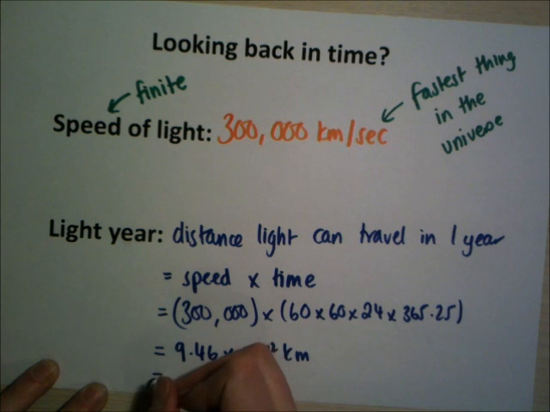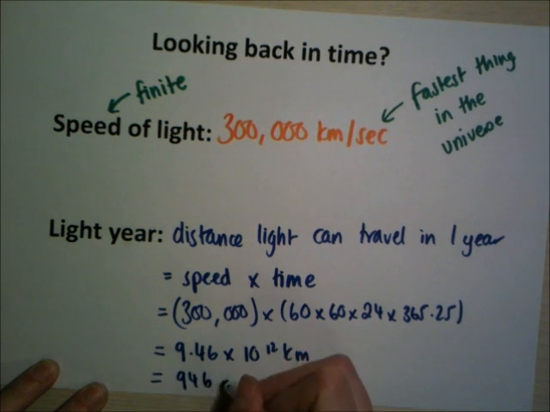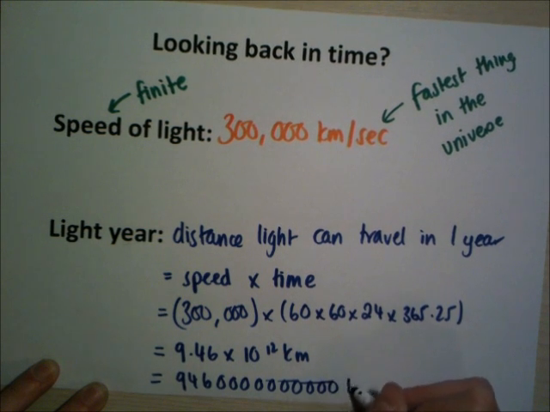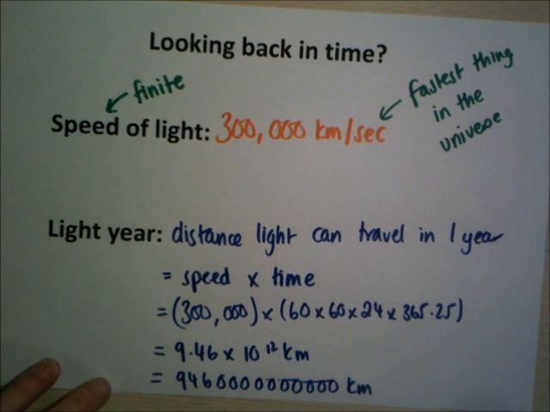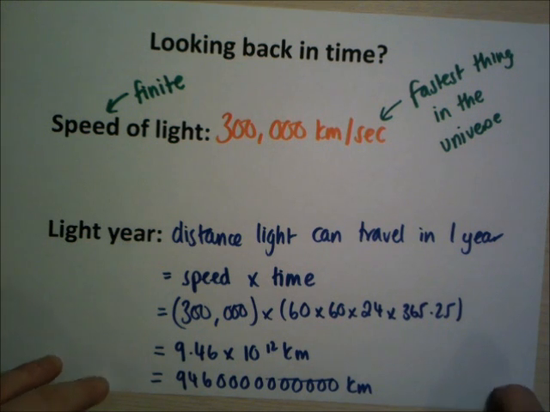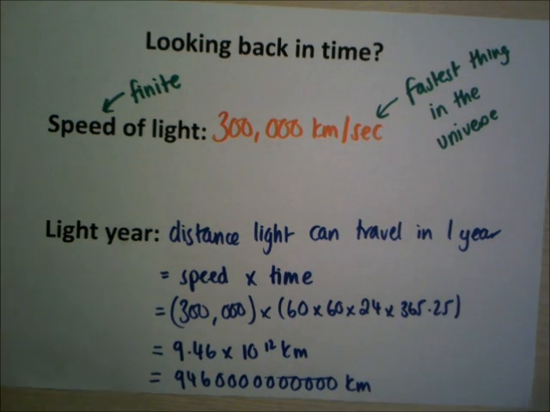which in non-standard form is 946 with 10 zeros after it. And as you can see, that's a really, really big number. So that's how far light can travel in a year. Now, that's still quite small in astronomical terms, because the closest star, Proxima Centauri, is 4.2 light years away. The closest galaxy is 2.5 million light years away.